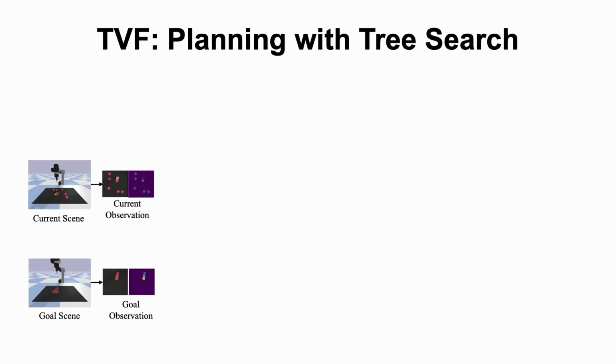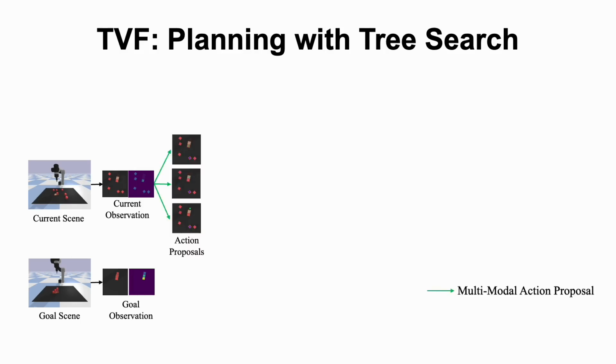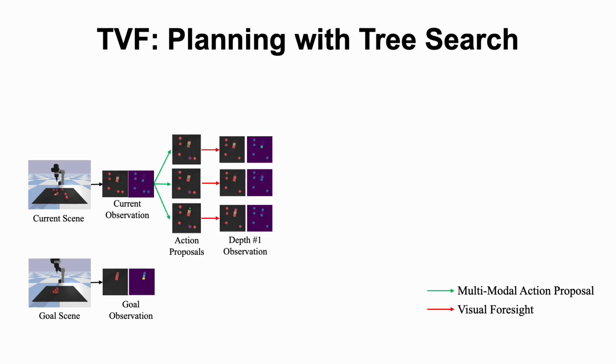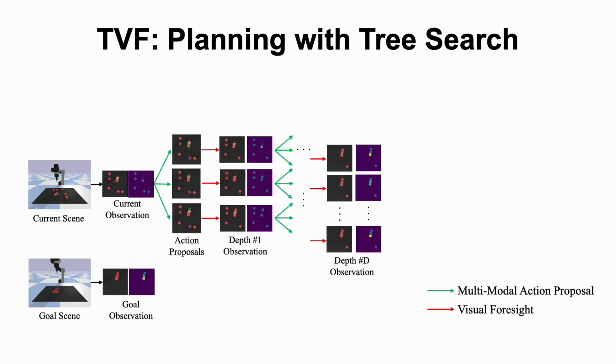Transporters with Visual Foresight takes as input the current observation and a goal observation. The action proposal module generates multiple actions based on the current observation. The Visual Foresight model predicts the next step observation for each action. We repeat these two steps until the tree reaches the maximum depth.